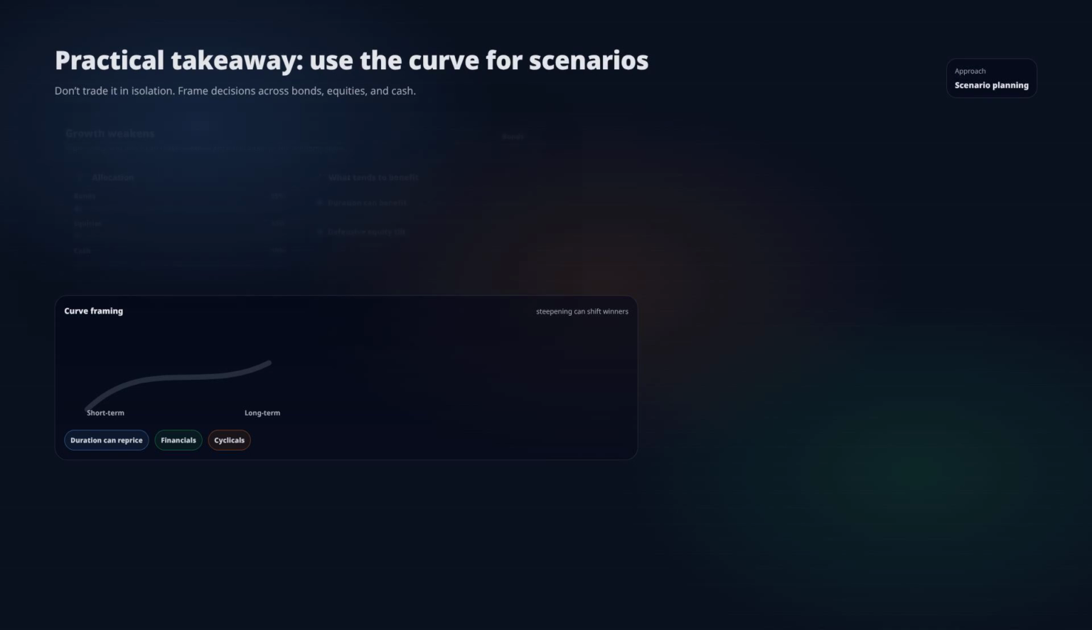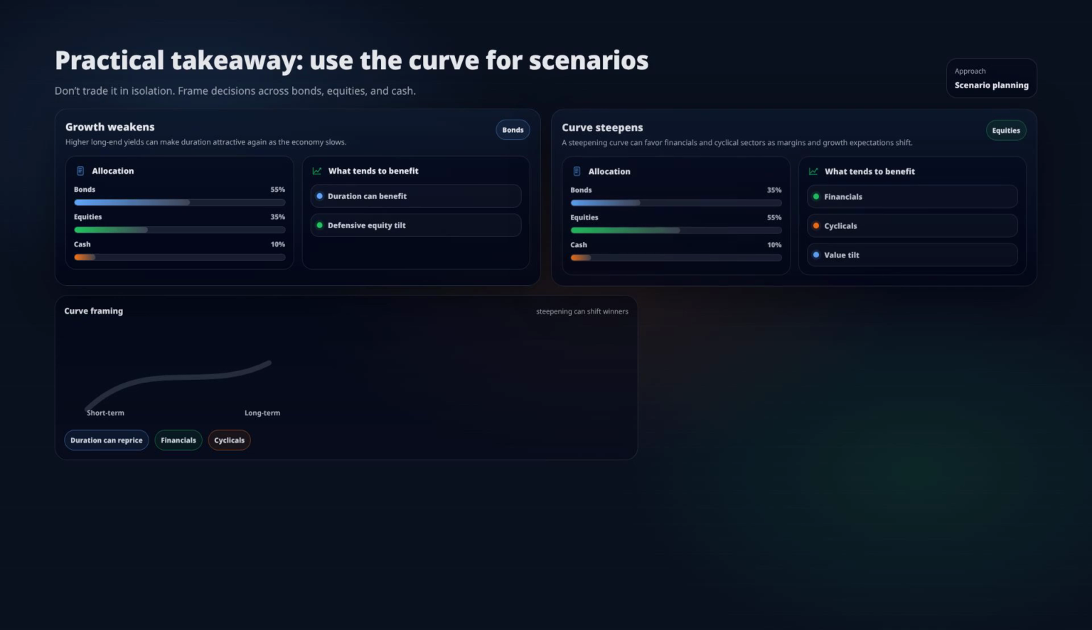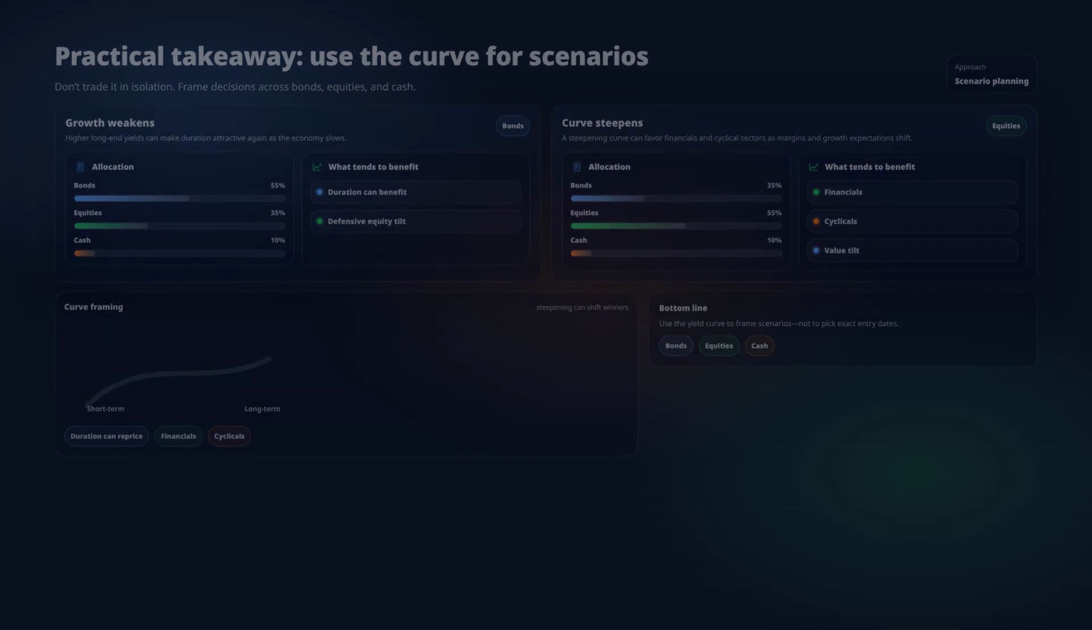The practical takeaway: don't trade the curve in isolation. Use it to frame scenario planning across bonds, equities, and cash. Higher long-end yields may reward duration again if growth weakens, while a steepening curve can favor financials and cyclical sectors.